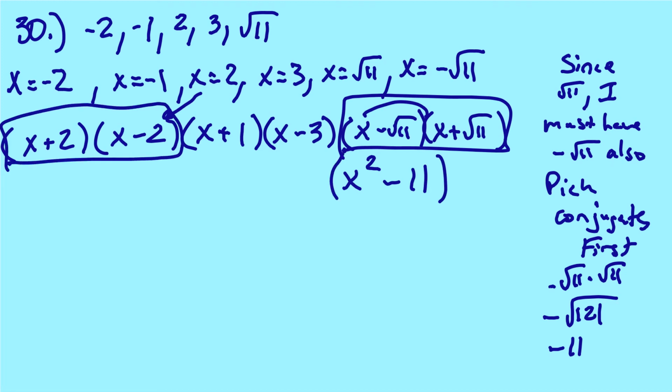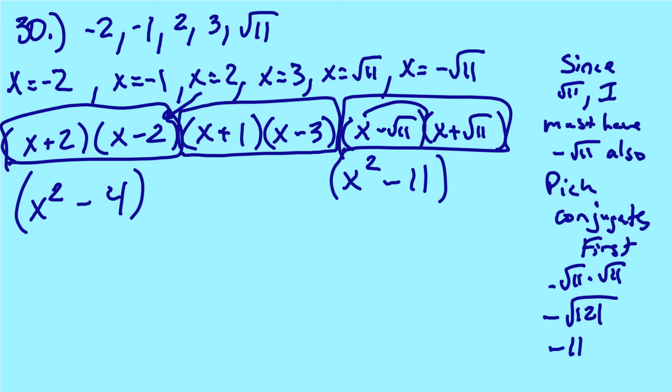Do these two next. I'm going to get x squared. The insides cancel because they're opposite signs. Minus 4. And then I'm going to do these two. So I'm just doing two at a time. I'm just multiplying two at a time. I get x squared minus 2x minus 3.